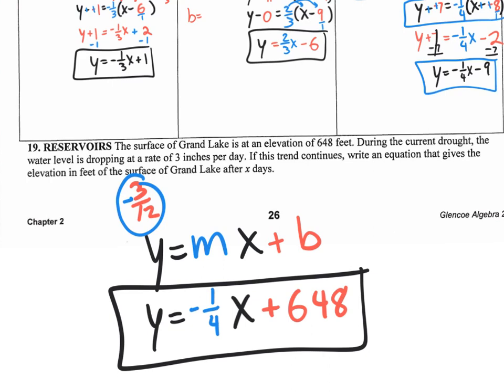So after 10 days, you'd multiply it through, and that would be your new elevation. After 100 days, multiply it through, that would be your new elevation. I'm done. Yes?